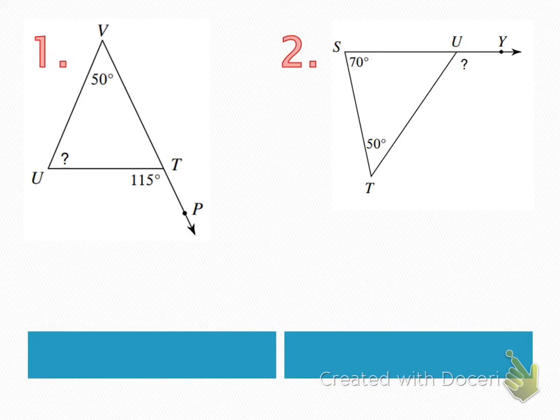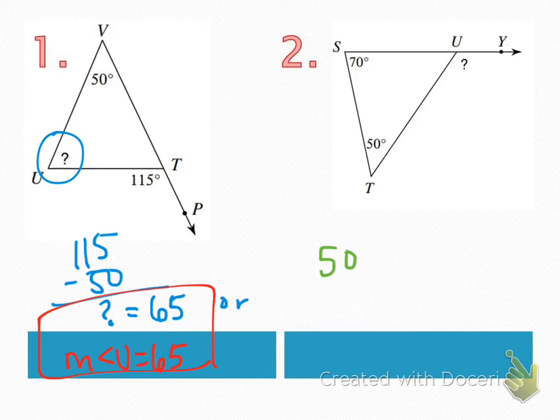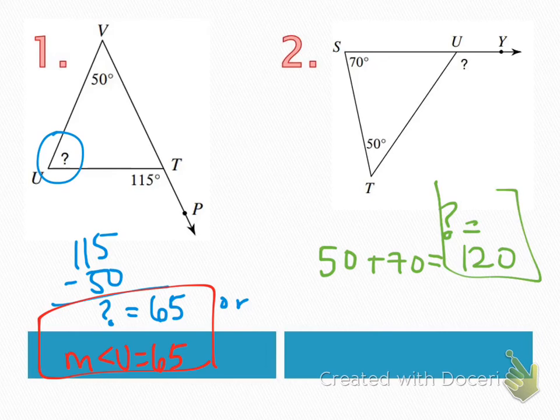Good. So on the first, what did we do to find the question mark? Subtract 50 from 115, so you get question mark equals 65. Or you could name the angle. What's the name of that angle? Angle U equals 65. On the second, what would I do to find the exterior angle? Yeah, 50 plus 70 equals 120. So the question mark equals 120. Or I could name the exterior angle. What would you name it? Yeah, measure of angle YUT equals 120.